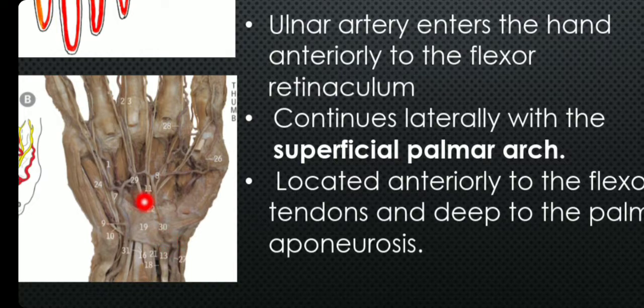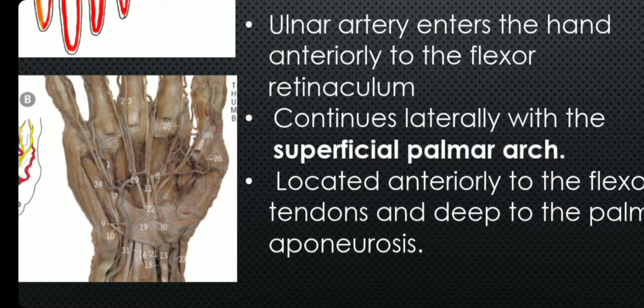Now, this is the superficial palmar arch, as you could see in the cadaveric image. It lies deep to the palmaris brevis and the palmar aponeurosis, which are modifications of the deep fascia of the palmar aspect of the hand. It crosses the palm over the flexor digiti minimi, the flexor tendons of the fingers, the lumbricals and the digital branches of the median nerve.